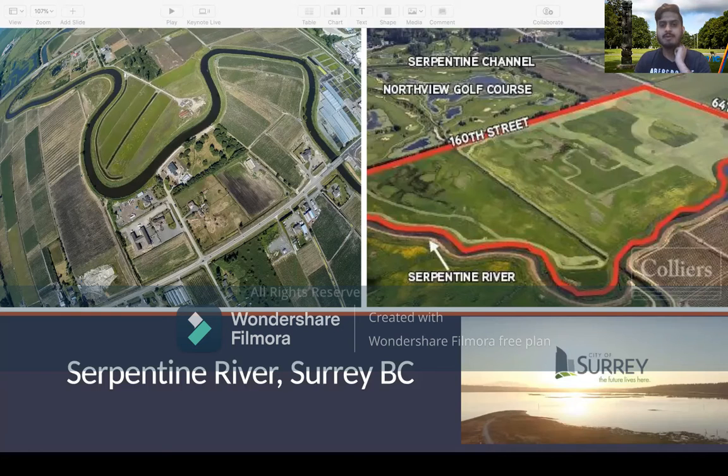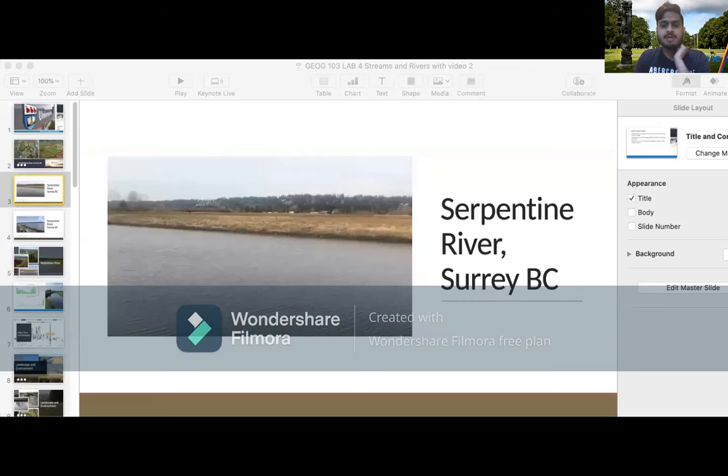The upstream areas are composed of the Newton-Clayton area, as well as areas of Guildford, and as it flows downstream, it's composed of the agricultural land zone. The river is a meandering river. It starts from here in Boundary Bay.